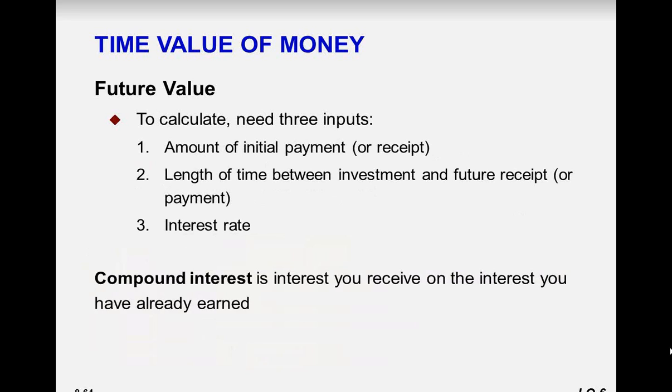I need 3 points to calculate future value. I need to know the amount of my initial payment or receipt, the length of time between the investment and the future receipt or payment, and the interest rate. Compound interest is interest that you receive on the interest that you have already earned. So if someone asks you if you wanted to borrow money, you would want to borrow money using simple interest so that you didn't have to pay interest on the interest that had accumulated. But if you're going to save money, you would like to have compound interest, not simple interest.